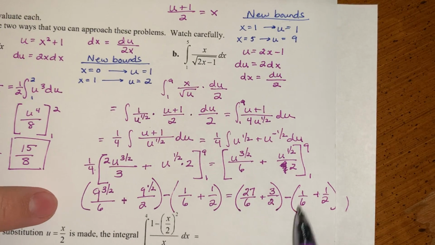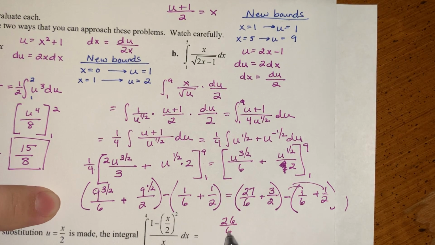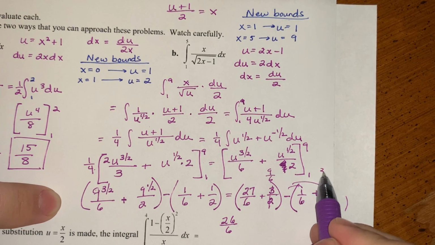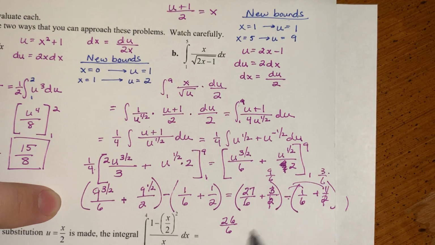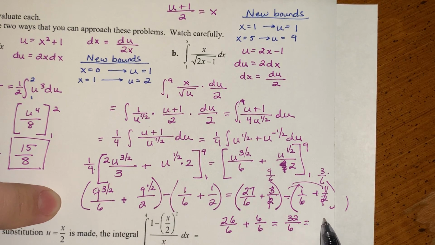Okay. So then I'm going to go ahead and combine at least the fractions. So 27 over 6 minus 1 over 6, because if I distribute my negative to both, 27 minus 1 over 6 is like saying 26 over 6. And you know what? I'm going to make sure that these denominators are all the same. So 3/2 is the same thing as, if I want 6 on the bottom, multiply by 3 over 3, 9 over 6. And 1/2 is the same thing as 3 over 6. So 9 over 6 minus 3 over 6 is plus 6 over 6, which is equal to 32 over 6, which is, what's this divided by 2, 16 over 3. There we go.